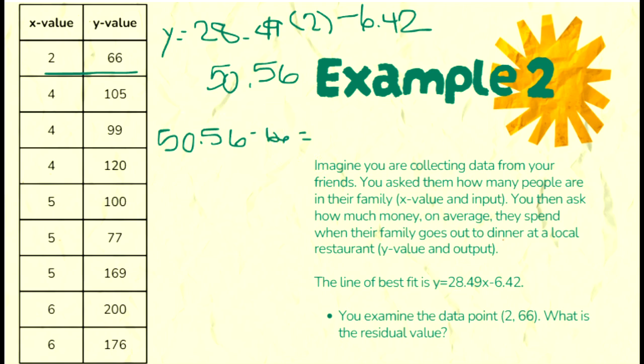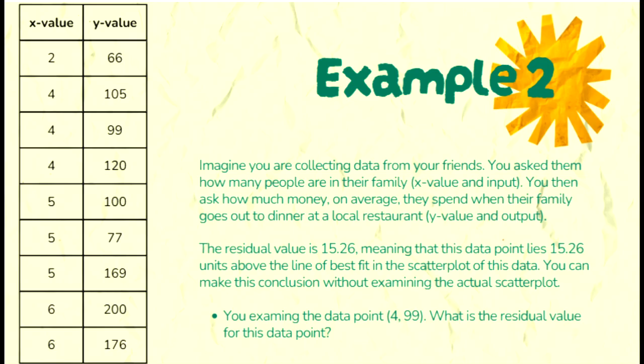50.56 minus 66 will give us a negative 15.44 for the residual value. Okay, that's a really big residual, just so you know. So they said 15.26, but I don't care. What that means is that the data point lies 15.26 units above the line of best fit in the scatter plot. You can make this conclusion without examining the actual scatter plot.